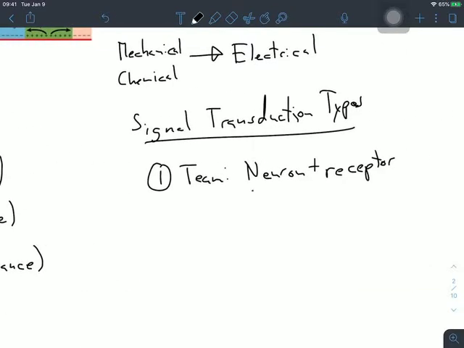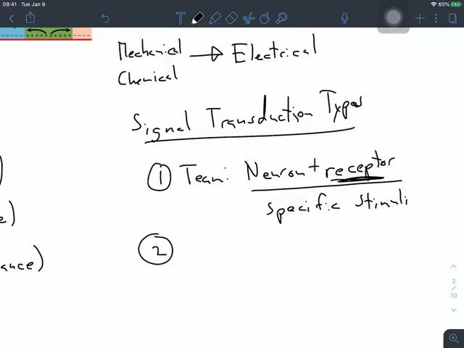And these generally fire a little bit slower because there are 2 cells involved, and they're always responding to specific stimuli. And they're specific to one type of stimulus, because that receptor, your balance receptor, will not be able to taste foods. They do not cross-reference one another. The second type of signal transduction that we see is a free nerve ending.